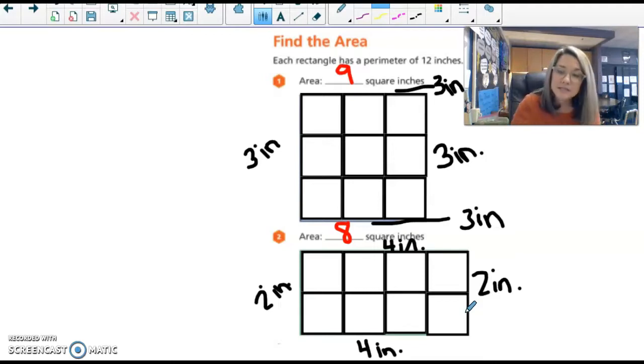So as you continue working in this investigation, I want you to keep thinking about the difference when you measure perimeter and when you measure area. Okay? So you're going to continue looking at shapes that have the same area but different perimeters, or shapes that have the same perimeter but different areas.